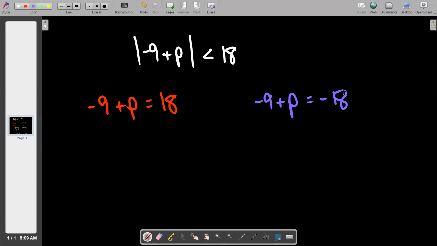And I, of course, teach this today with the assumption that you're not going to mess this up. You're going to know to add 9 on the red equation. What do you get?